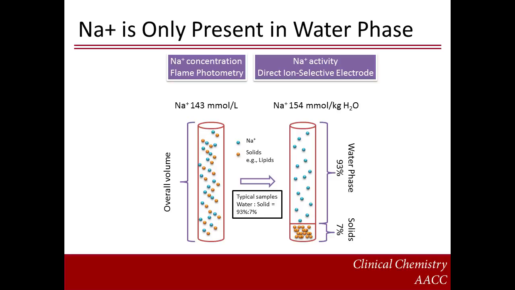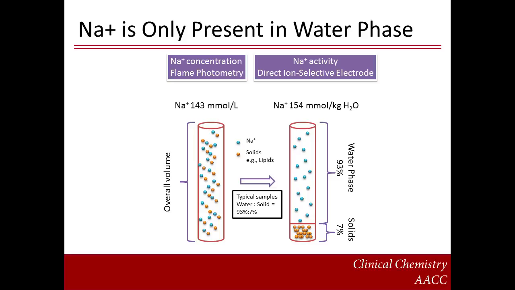The relationship between concentration and activity with regard to sodium is shown in this slide. The typical blood sample largely consists of water, electrolytes such as sodium, and other solids such as proteins and lipids. If the components can be separated, such as by centrifugation, water typically comprises 93% of the solution. The solids and non-water soluble particles typically comprise 7% of the solution. Sodium and other electrolytes, however, are only present in the water phase, as shown in the diagram on the right side.